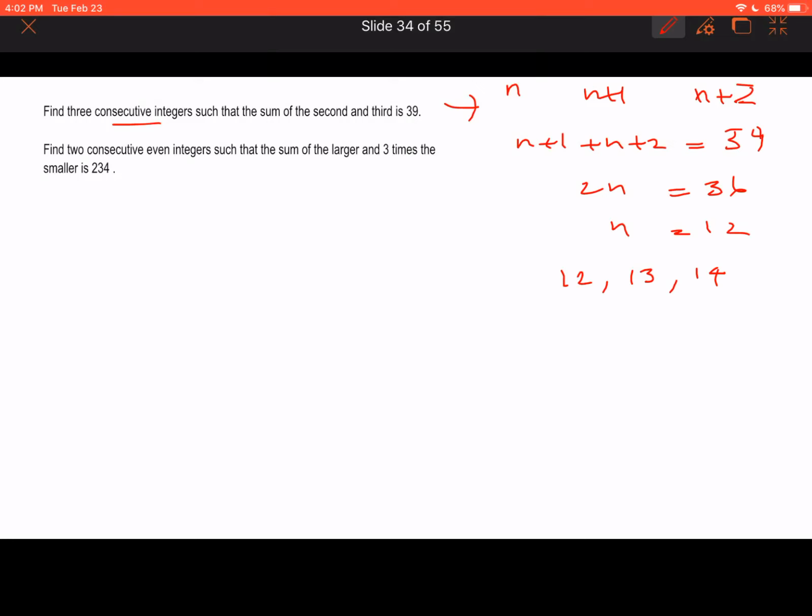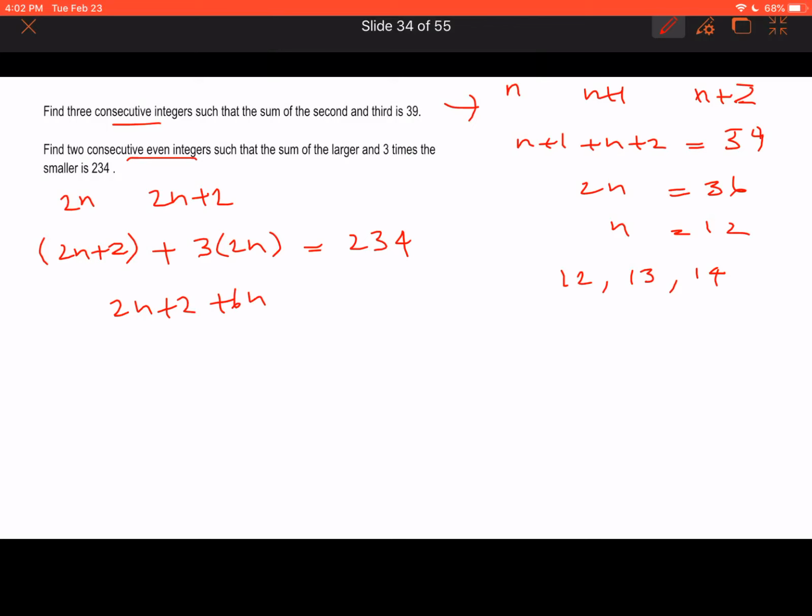Find two consecutive even integers. Even integers are written as 2n and 2n plus 2. So this is the general format. We add these two integers such that the sum of the larger and 3 times the smaller is 234. So 2n plus 2 plus 6n is equal to 234. So n is equal to 29.